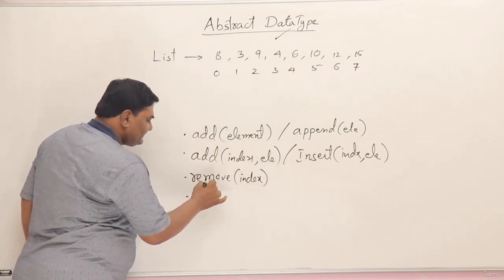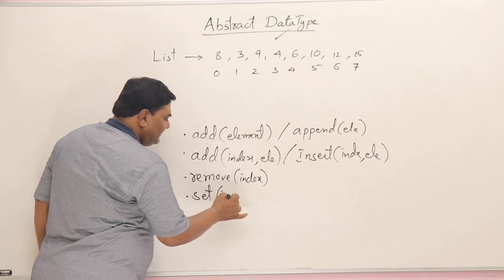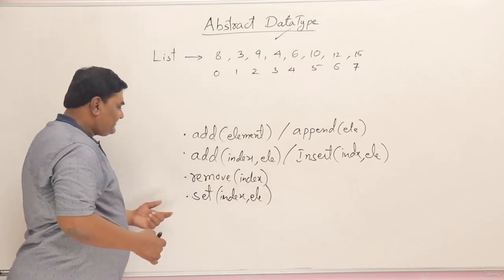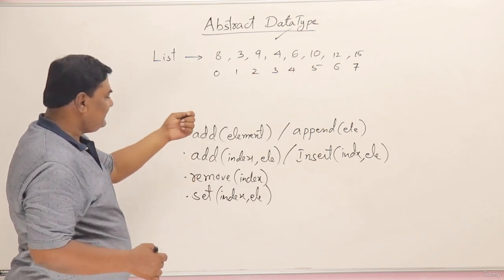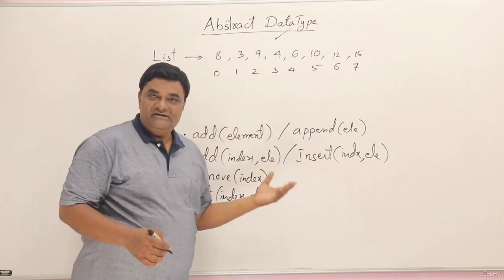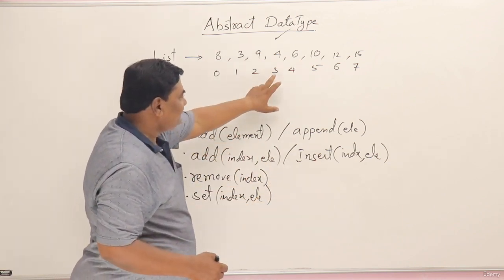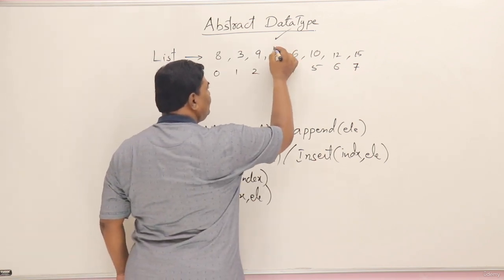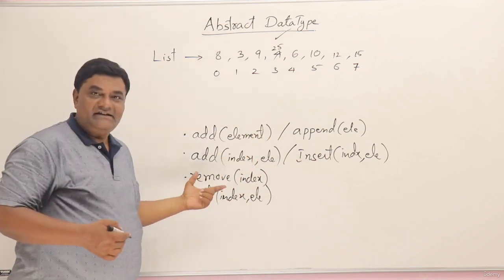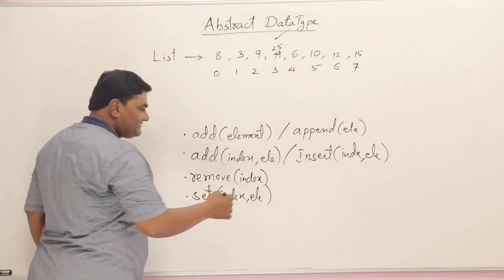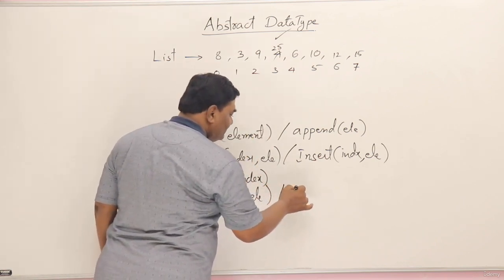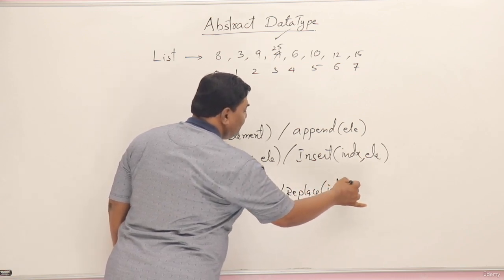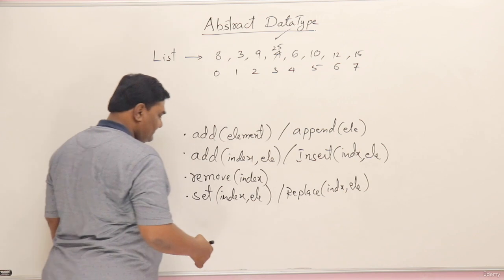Then the next operation is set at index a new element. This means changing an element at a given index. Suppose I want to change the element at index 3 to 25. So change this 4 to value 25. So set can also be called replace, that is, replacing an element. Replace at a given index a new element ELE.